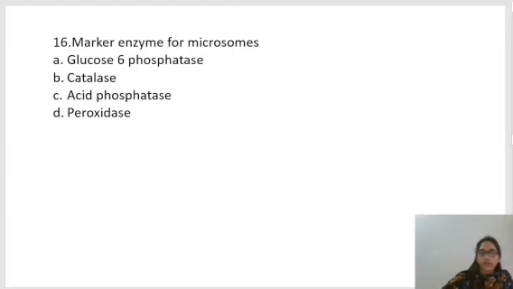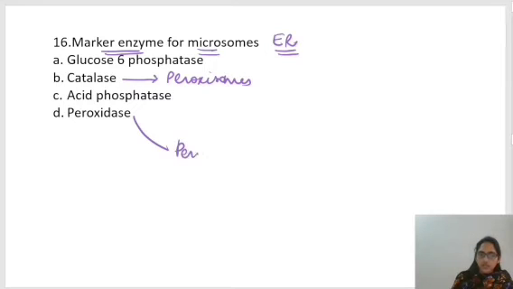Marker enzyme for microsomes. Please learn the marker enzymes for all the organelles. It is very important. Microsomes here refers to the endoplasmic reticulum. Where are catalase and peroxidase present? We've already seen they are present in peroxisomes, so they are marker enzymes of peroxisome.